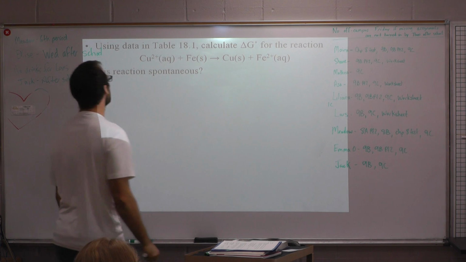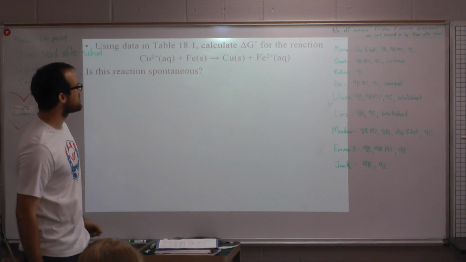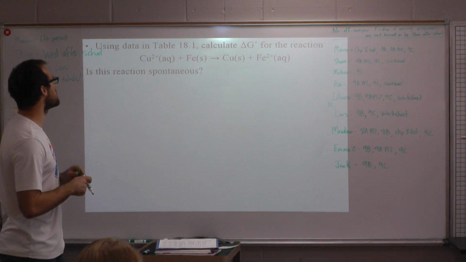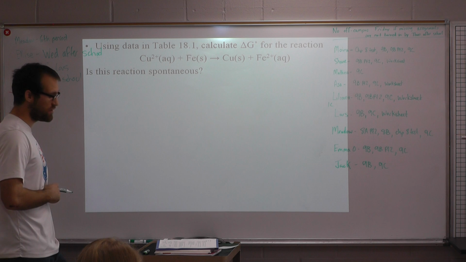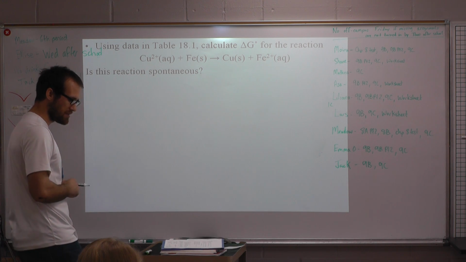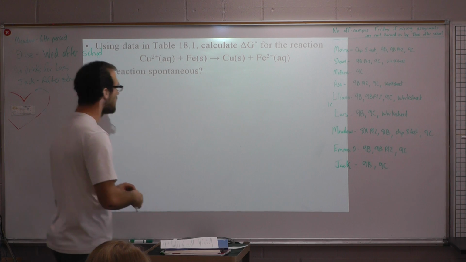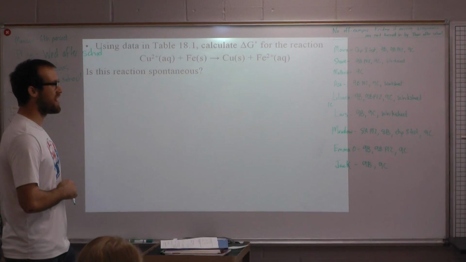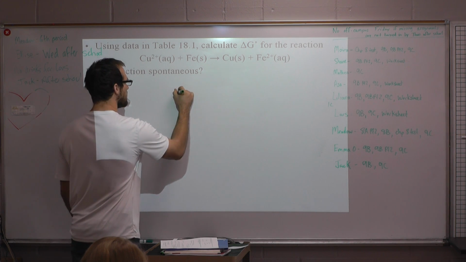So, we've got an equation. Using the table of all the half reactions and the cell potential, can we figure out the change in G of this reaction and find out if it's spontaneous? Do you guys remember what the sign needs to be for change in G for it to be spontaneous? Negative, okay, good. So what we need to do is find the cell potential so that we can then find our change in G.